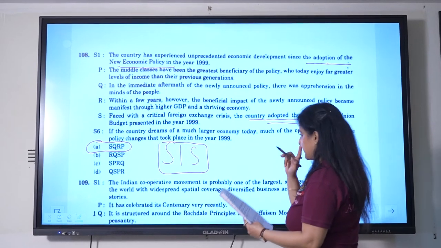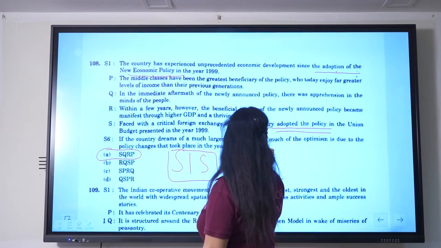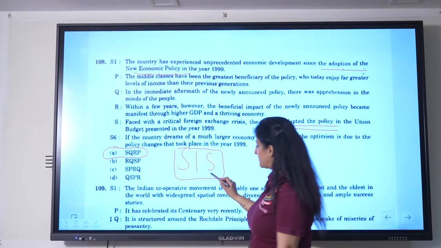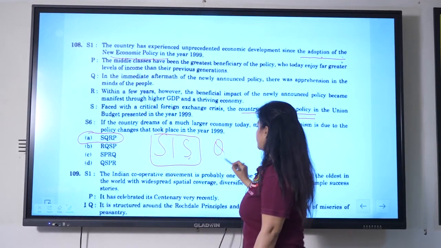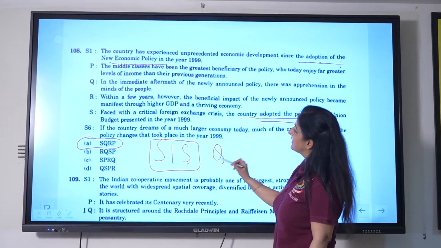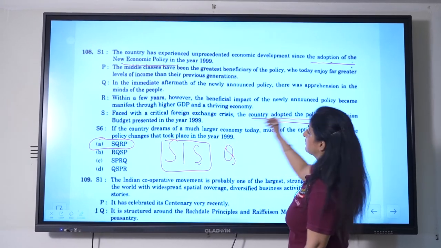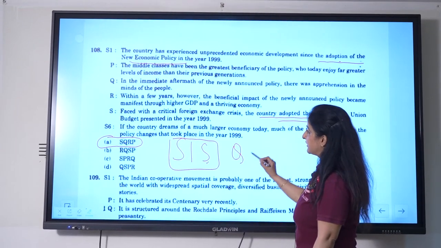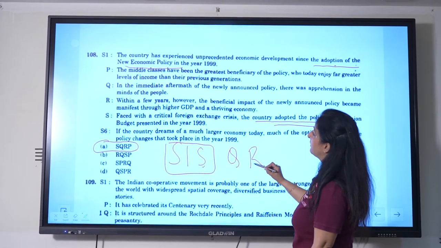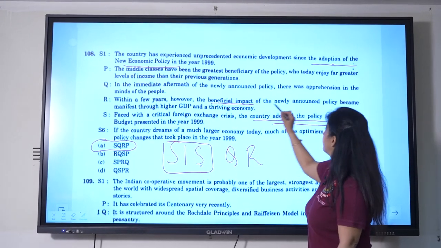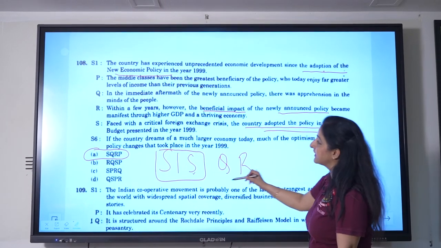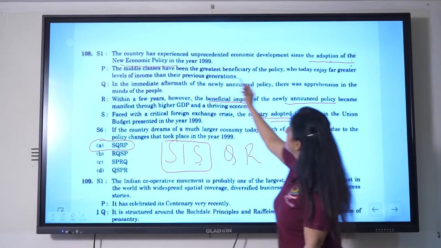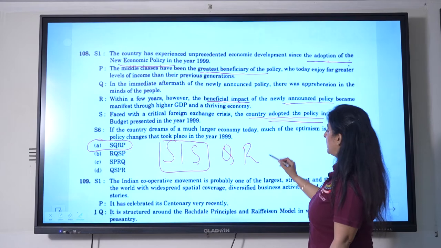Then the benefits. So if I read out S: adopted the policy. And then in the immediate aftermath, see, pehle adopt kiya policy ko, and then fir uske baad hua kya? In the immediate aftermath of the policy, there was an apprehension, logon ke man mein dar tha, and then it talks about, fir kuch saalon mein kuch benefits dikhne lage, beneficial impact of the announced policy, and then kya fayde dikhe? That is very much there in P.